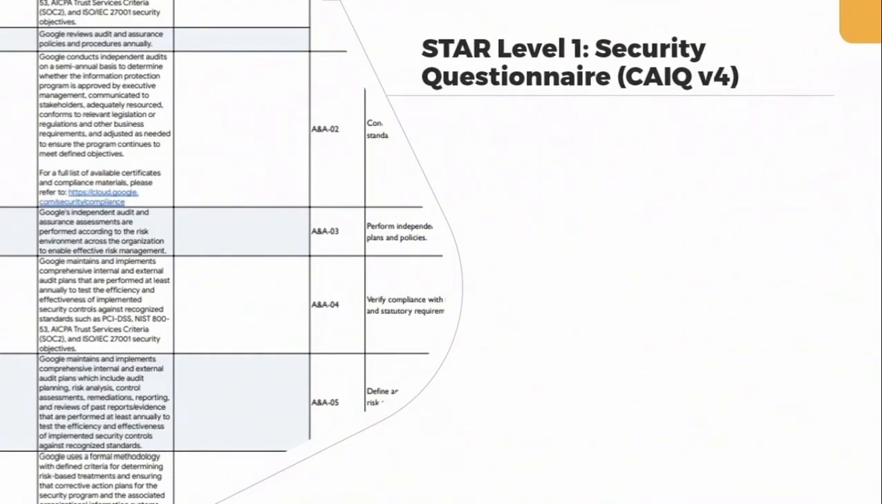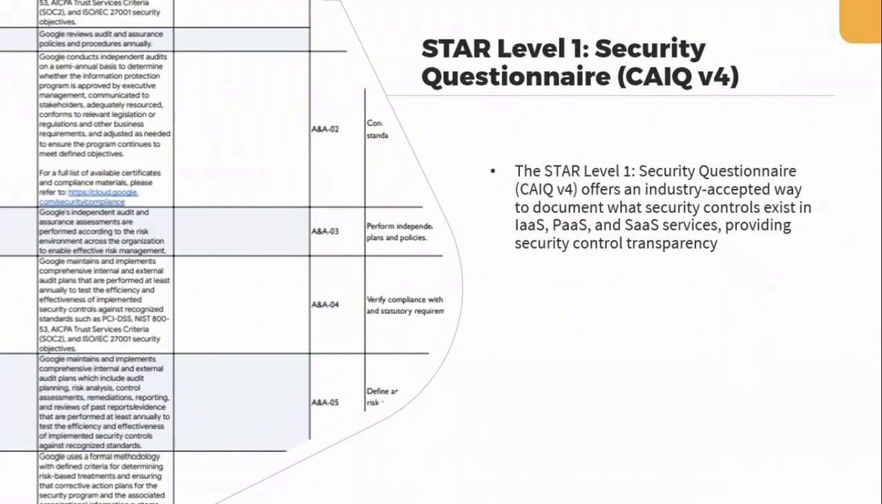The CSA also offers the STAR Level 1 Security Questionnaire. The most recent version is CAIQ version 4. This questionnaire is now included with the CCM, and it offers an industry-accepted way to document what security controls exist in IaaS, PaaS, and SaaS services, providing security control transparency.